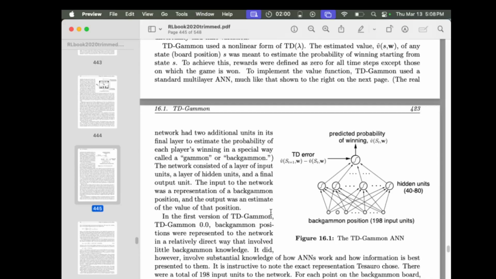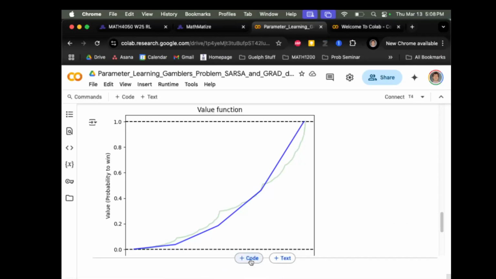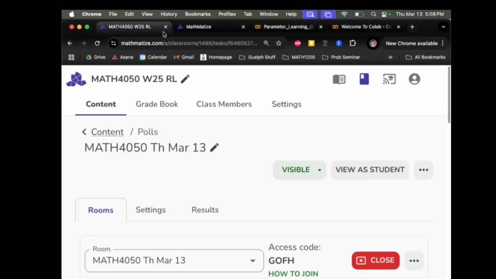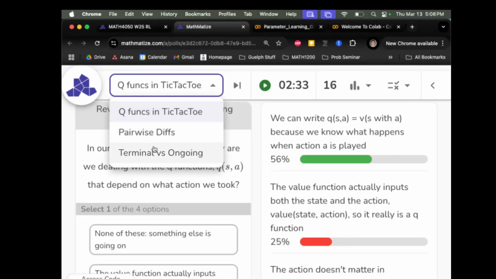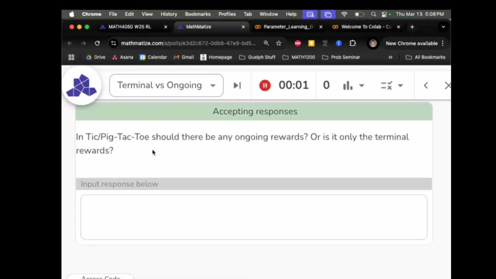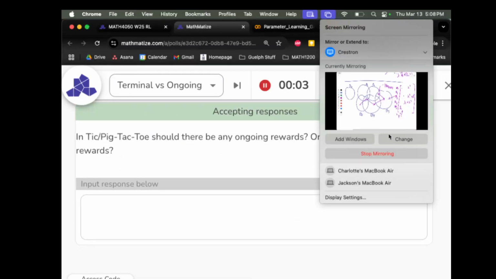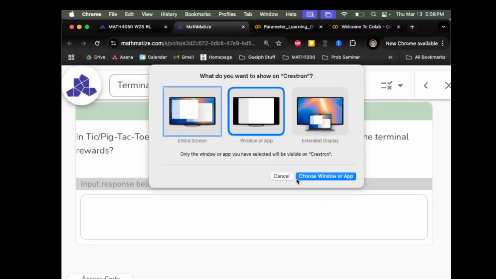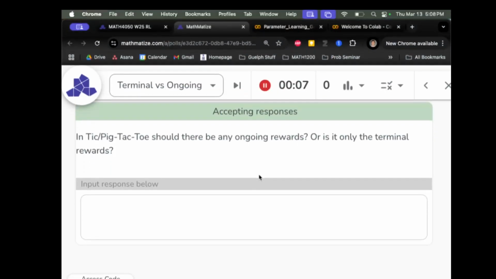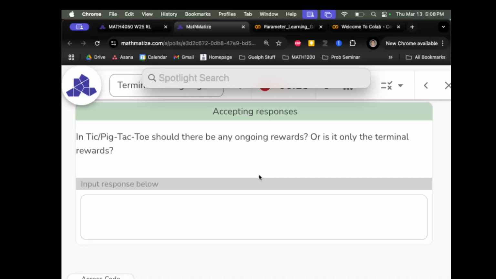Maybe I will leave you guys with one potential hint for the assignment and/or the final project, which will be the last thing we do here. I'm going to go to terminal versus ongoing. Okay, yeah, here we go. So here's the question for you to think about. I'll give you one minute to think.